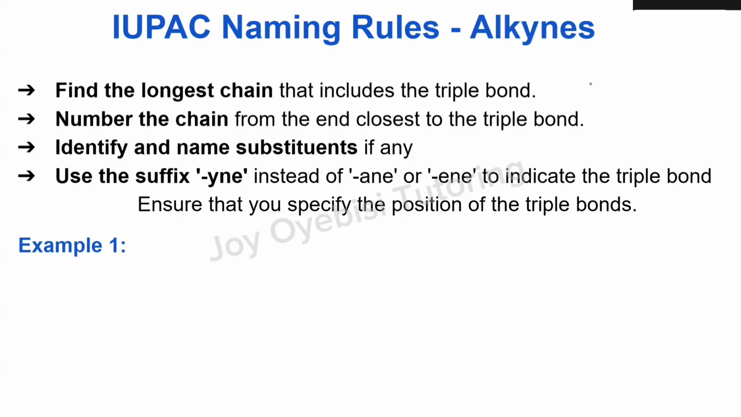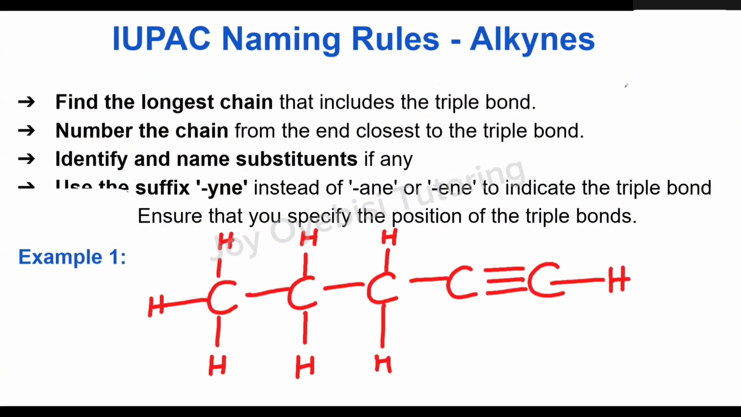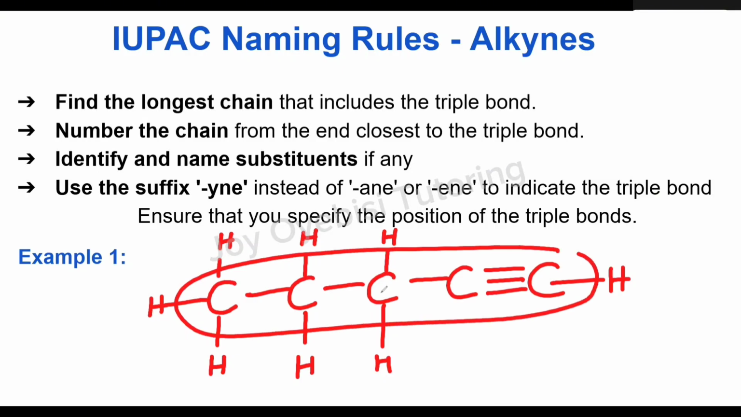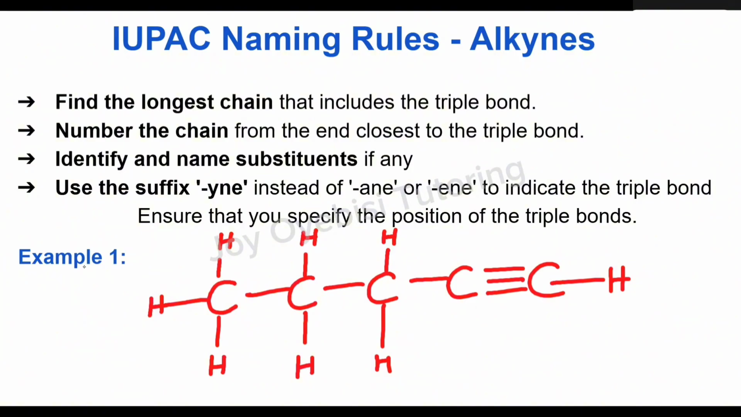So let's look at this example. Example 1. If you're asked to name this compound, the first thing you do, according to the rules, is to find the longest continuous carbon chain. So the longest continuous carbon chain here is just the straight carbons you can see for this one, okay? So all of this, that's your longest continuous carbon chain. Now, secondly, we're going to number the chain, and you make sure you number from the side that is closest to the triple bond. So this will be carbon 1, 2, 3, 4, and then 5.